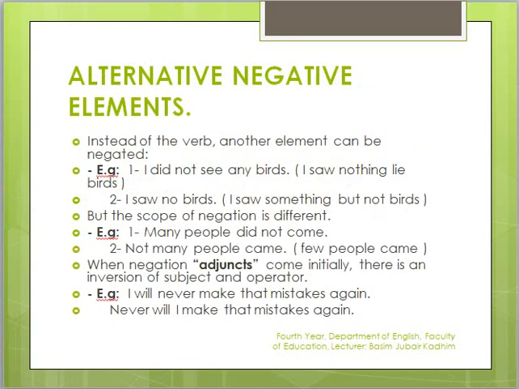Now, alternative negative elements. Instead of the verb, another element can be negated. In the previous slides, we have been talking about the negation of the verb. We negate the verb as the center of the sentence, so negating the verb as the center of the sentence means negating the whole sentence. Now, there are other elements that can be negated. They are not necessarily the verbs. Now let's see what kind of elements.